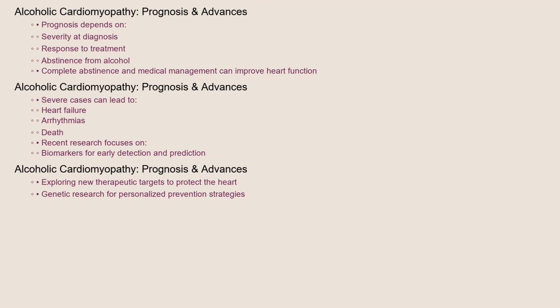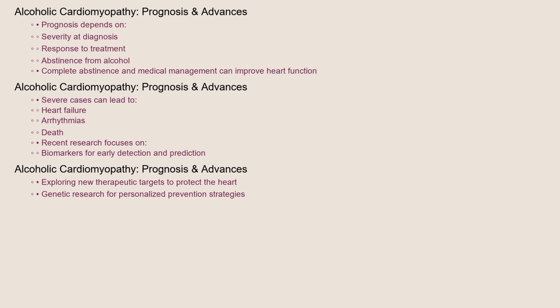Prevention: the most effective way to prevent alcoholic cardiomyopathy is to avoid excessive alcohol consumption. Adhering to recommended daily limits, or better yet, abstaining completely, significantly reduces the risk. Maintaining a healthy lifestyle, including a balanced diet, regular exercise, and avoiding smoking, can also protect your heart. Early intervention is key. If you or someone you know is struggling with alcohol abuse, seeking professional help is essential. Treatment programs, support groups, and therapy can provide the necessary tools to overcome addiction and prevent long-term health consequences, including alcoholic cardiomyopathy.